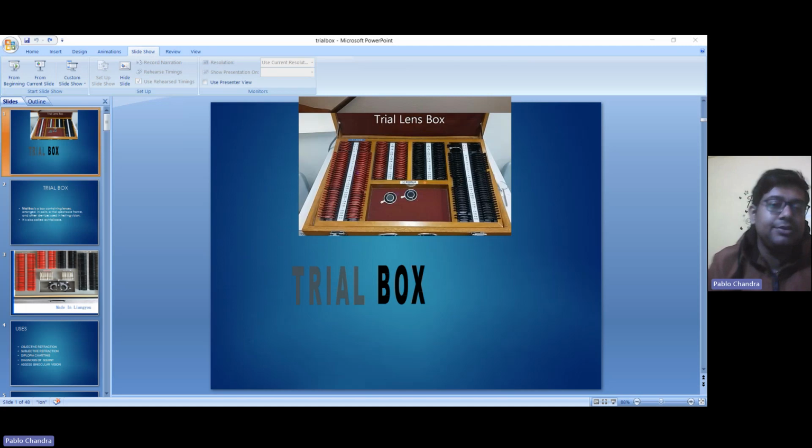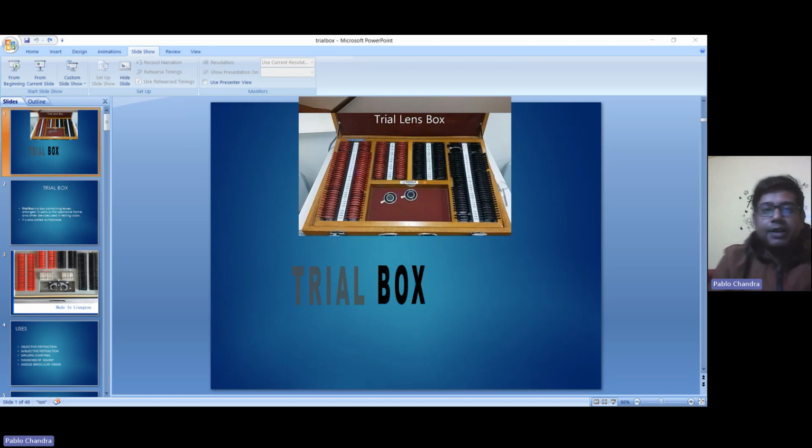What is hand neutralization? Those who don't know, let me tell you that if there is a spectacle power, suppose you want to check the power of the spectacle, you can place the trial lenses in front of the spectacle and try to find out the power of the spectacle. So the neutralization power that you get is normally used for spectacle power neutralization.